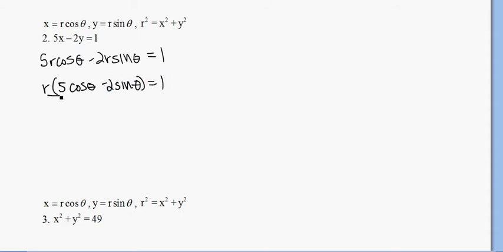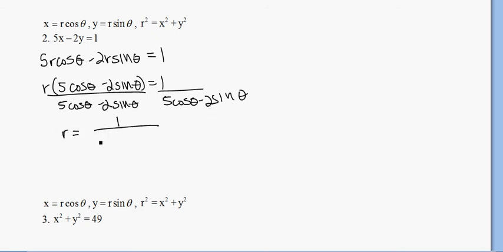And dividing both sides by 5 cosine theta minus 2 sine theta. Forgot that 2 there. So my final answer is r is equal to 1 over 5 cosine theta minus 2 sine theta. So a simple line, 5x minus 2y equals 1 on the Cartesian plane, is a little more unattractive in the polar form, 1 over 5 cosine theta minus 2 sine theta.